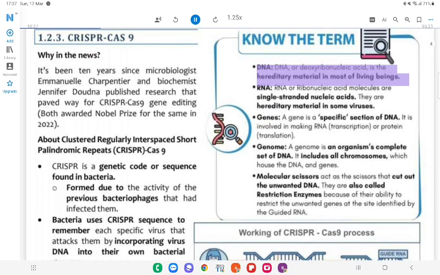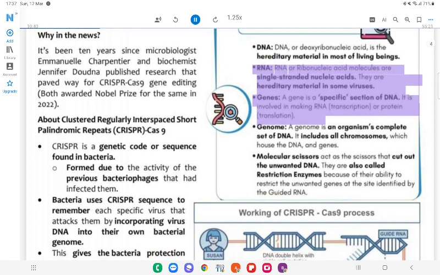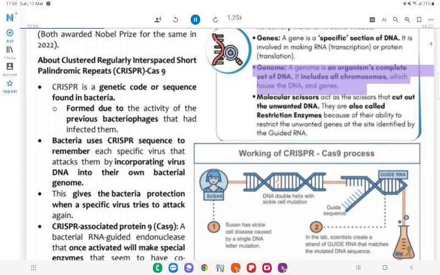DNA, or deoxyribonucleic acid, is the hereditary material in most living beings. RNA, or ribonucleic acid, molecules are single-stranded nucleic acids. They are hereditary material in some viruses. Genes: a gene is a specific section of DNA. It is involved in making RNA (transcription) or protein (translation). Genome: a genome is an organism's complete set of DNA. It includes all chromosomes, which house the DNA and genes.